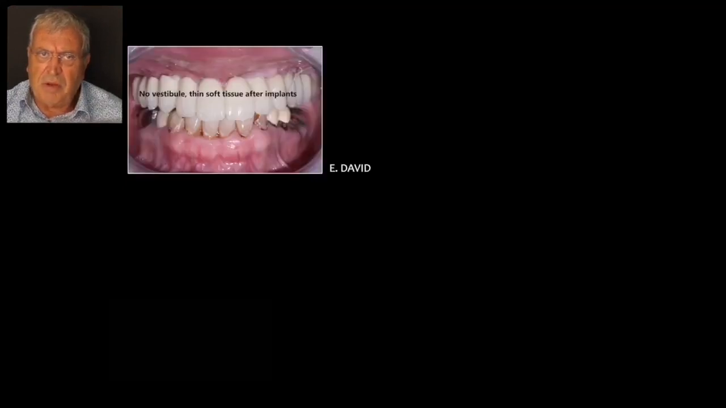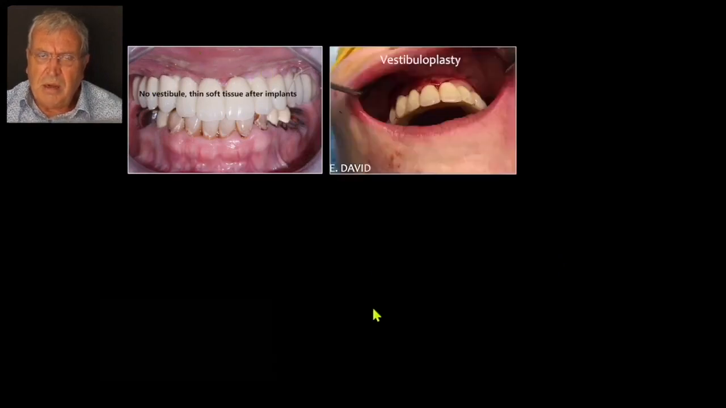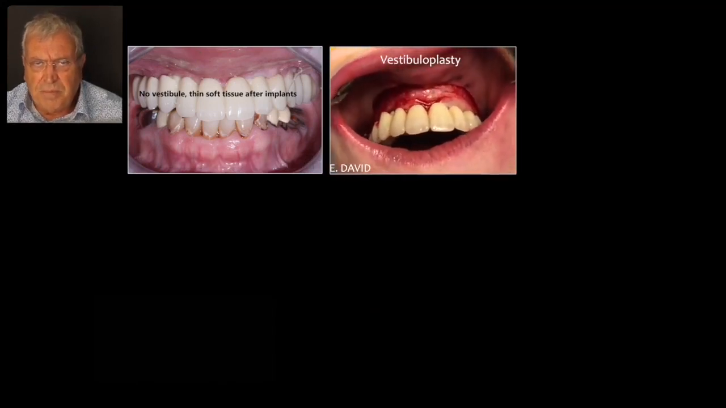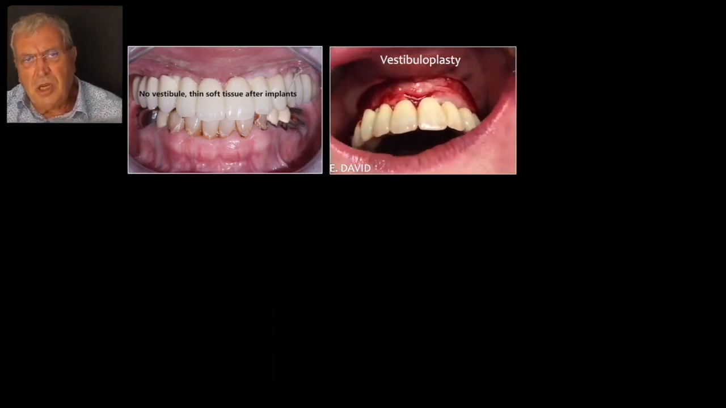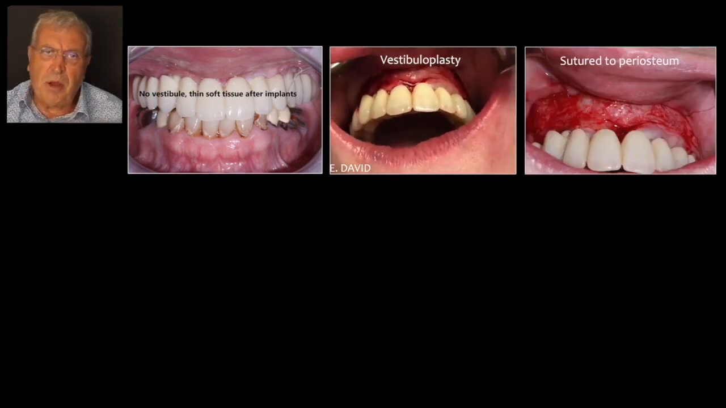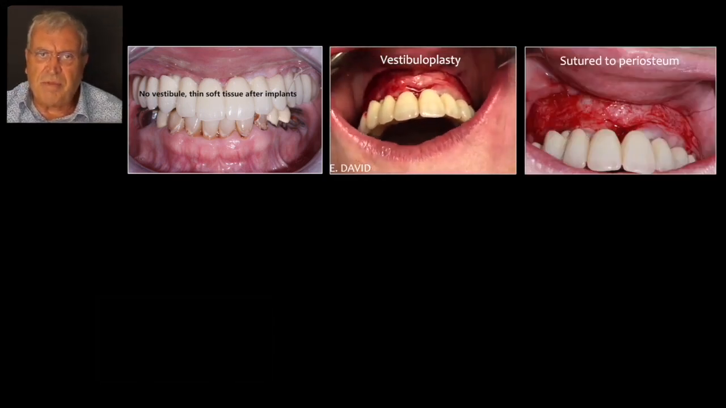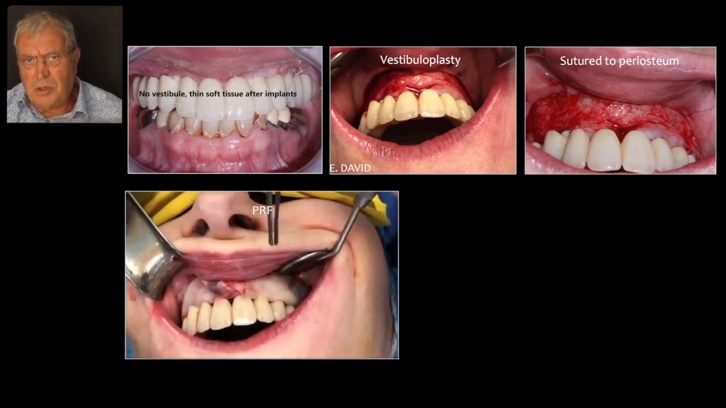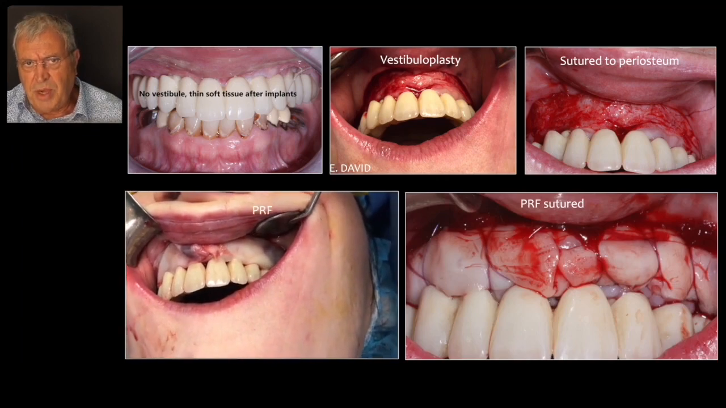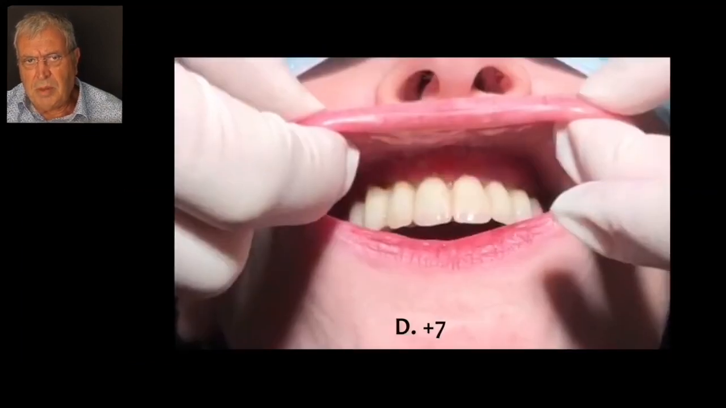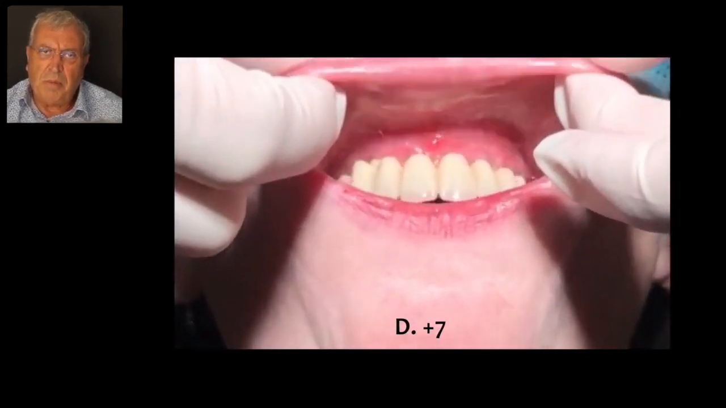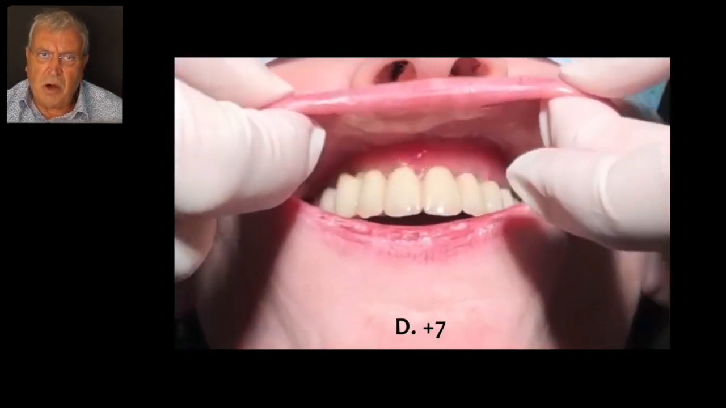There is a lack of soft tissue with a short vestibule here. Then the surgeon started the vestibuloplasty with a split incision, suturing the flap to the periosteum and covering the site with PRF. The membranes are sutured because we need to fix them. And 1 week after, we are meeting a new gum, a new keratinized gum.